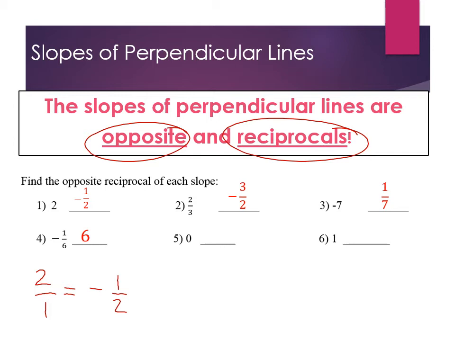Now, when we talk about a line that has 0 slope, hopefully you're thinking back to previous notes, that's a horizontal line. What kind of line is perpendicular to a horizontal line? That would be a vertical line. So even though we said opposite reciprocal, the slope of a line perpendicular to a line with slope 0 is undefined, because that's the slope of a vertical line. And obviously the opposite reciprocal of 1 would be -1.